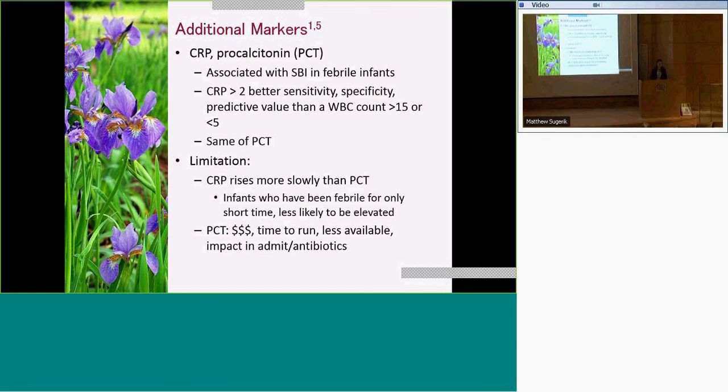The problem is CRPs rise more slowly than a procalcitonin, so Johnny-on-the-spot parents that scoop their kid up after the first fever, who's been sick for maybe 2 or 3 hours, their CRP hasn't had time to rise. So it's going to be low and going to potentially mislead you. Procalcitonins are great, but they're a lot of money. Takes time to run them. By the time some of them come back, you've long since had to decide what to do with the child, and we haven't yet figured out whether they are going to impact the actual care that we provide to admit them, to give antibiotics, et cetera.